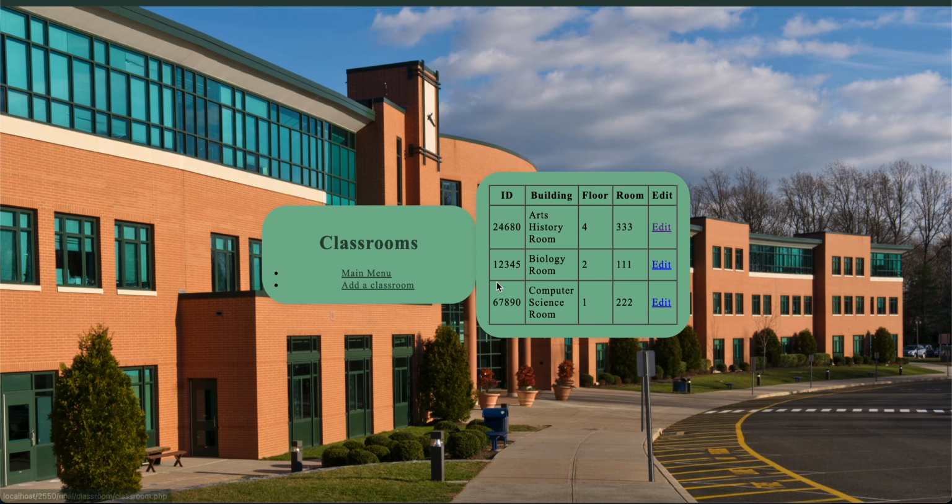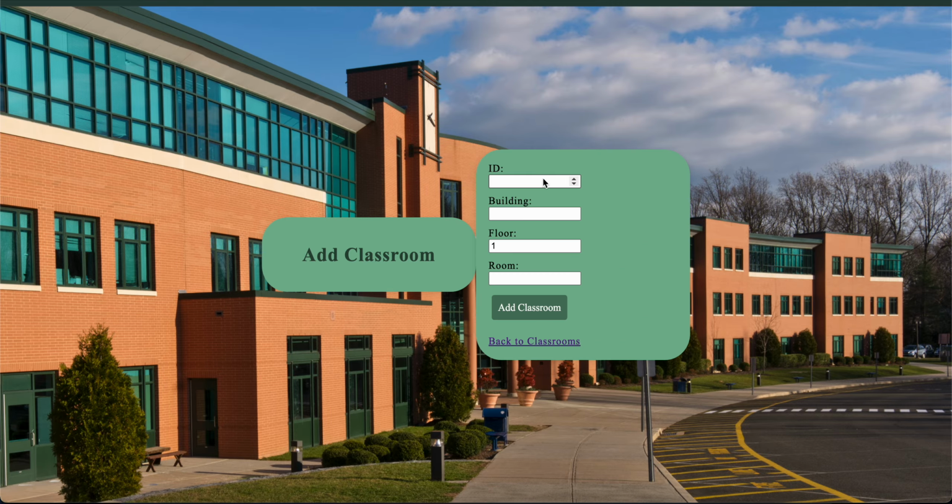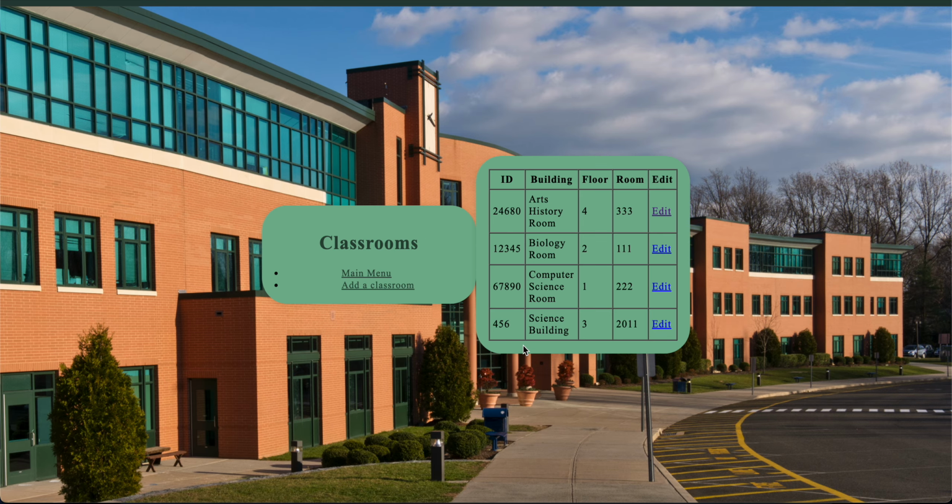Let's go to the classrooms page. Again, similar setup. We have the ID, building, floor, the room, and we also have a column to edit any information on the table. Let's go to the add a classroom page first. ID, we can create our own ID. So let's just say 456. Building, let's make up a building. I'm going to say the science building. And it's going to be on the 3rd floor. And room 2011. We go to add, classroom added successfully.